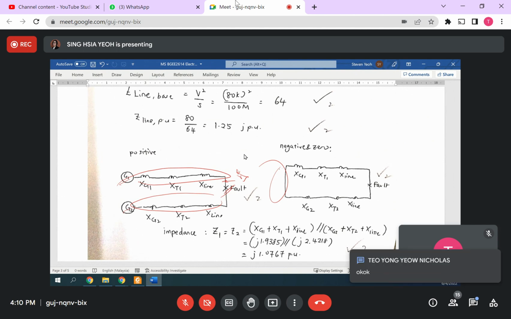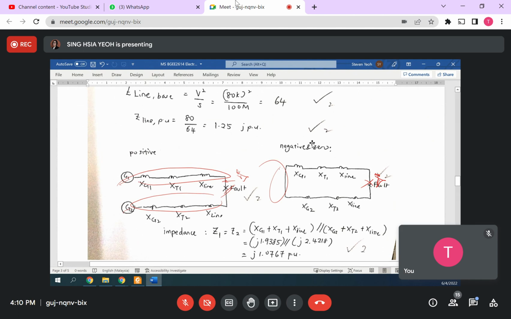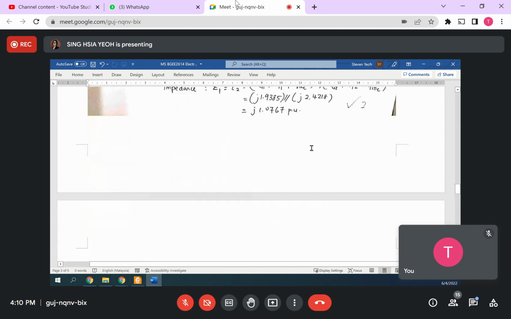No, it's not series, because if the fault location is here, it means your I needs to look inside here. So it's basically parallel. Yeah, so this is one question.